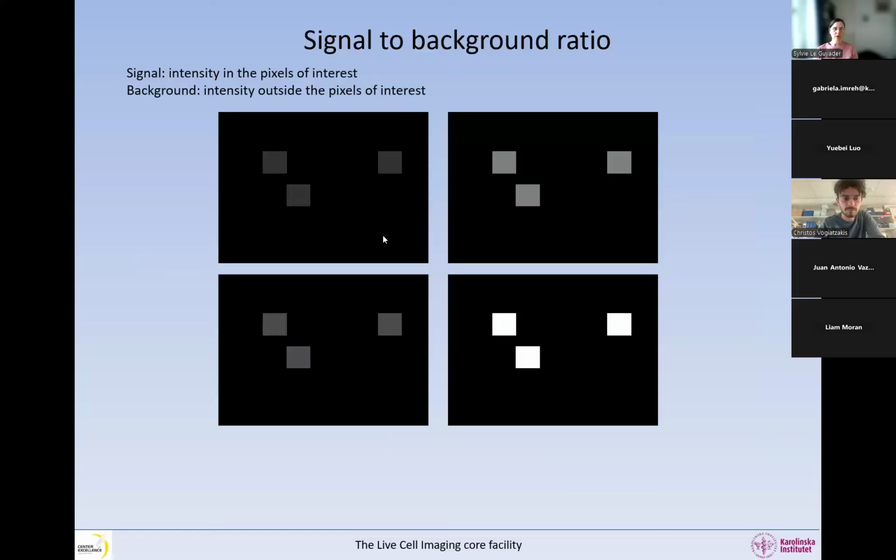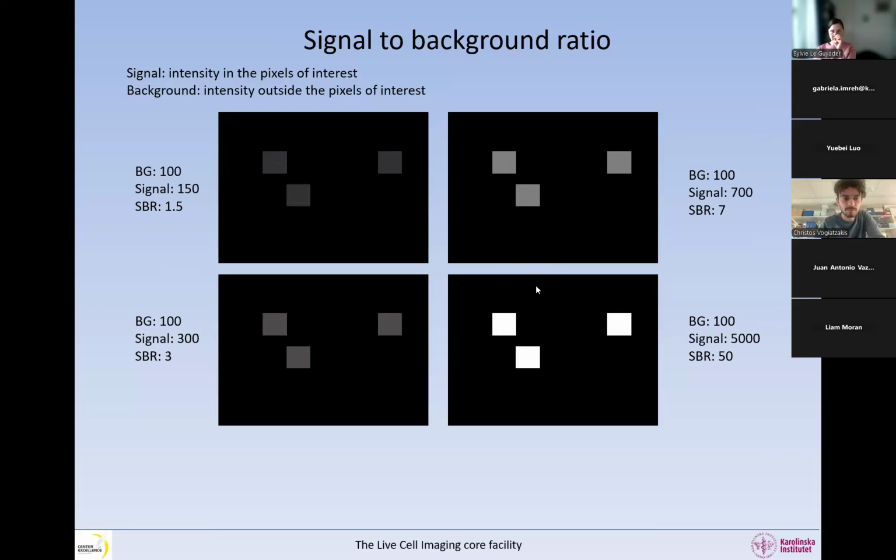So if we just monitor a little bit, like we make a fake sample, we can see here the signal is the intensity in the areas we are interested in. This is how we can define signal. And the background is the intensities outside the pixels of interest. Okay, so here we are going to have signal, and here we're going to have background. So in these four images, we always have the same background. The background is always 100 counts, and the signal is increasing. So these are random numbers, so don't quote me on that. It's just for the principle.